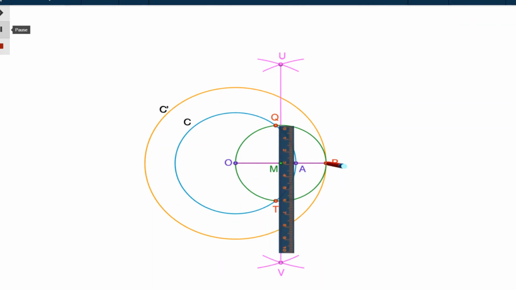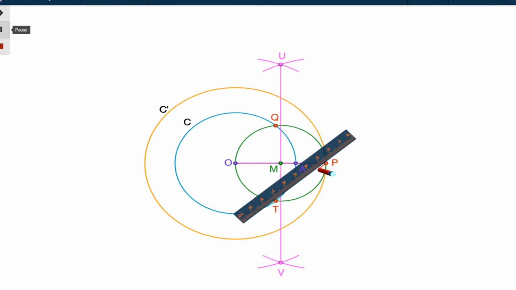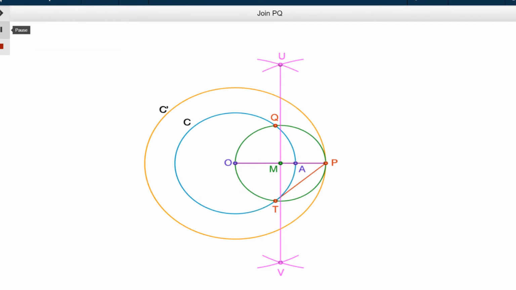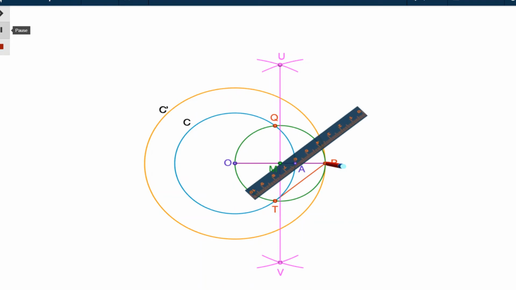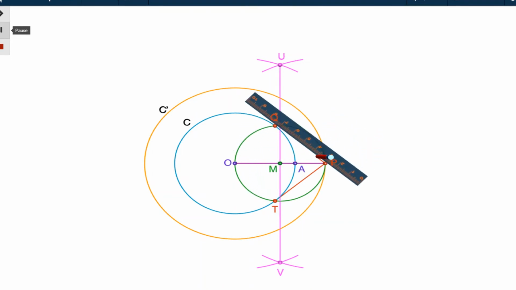P is an external point which is on the concentric circle. So from P draw tangent PT, and from P we can draw tangent PQ. So join PQ. From an external point P we can draw two tangents, a pair of tangents. So PQ and PT are tangents to a circle of radius 4 cm from a point on the concentric circle.